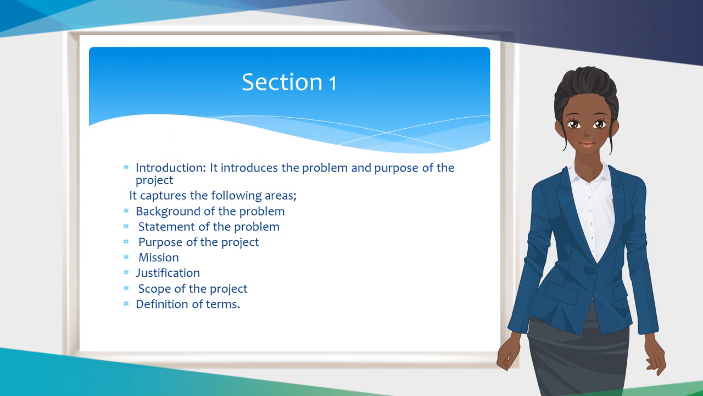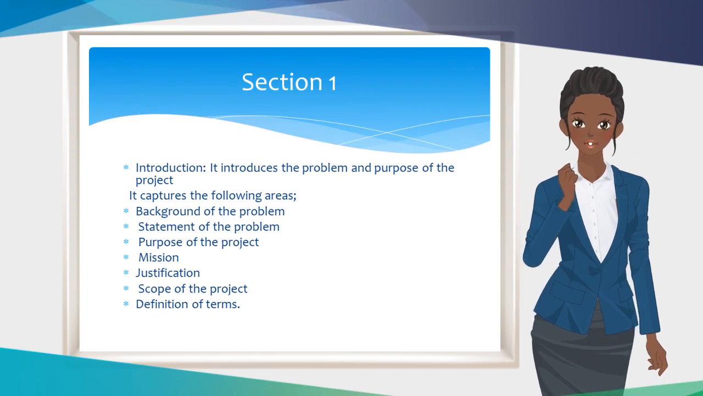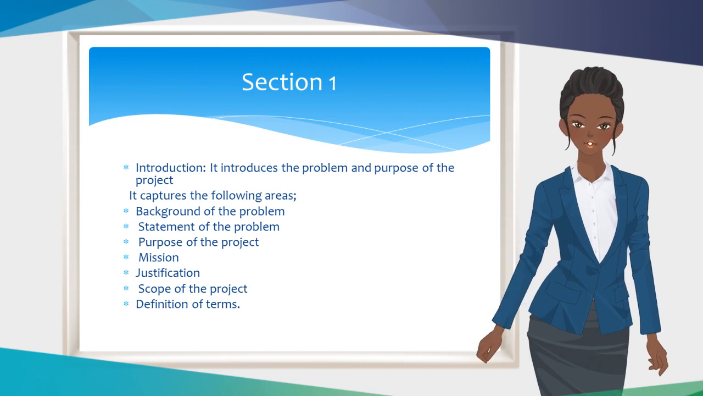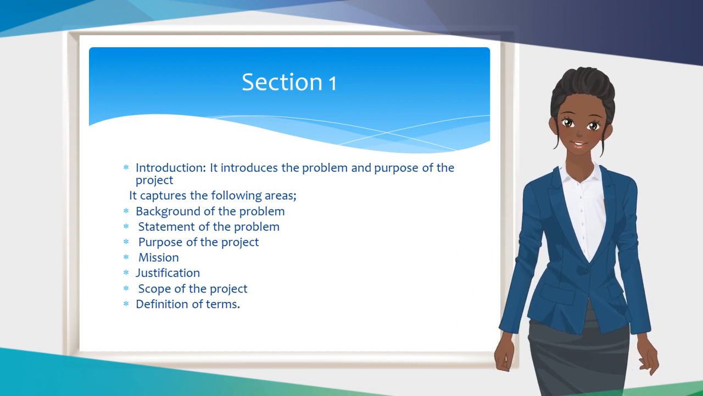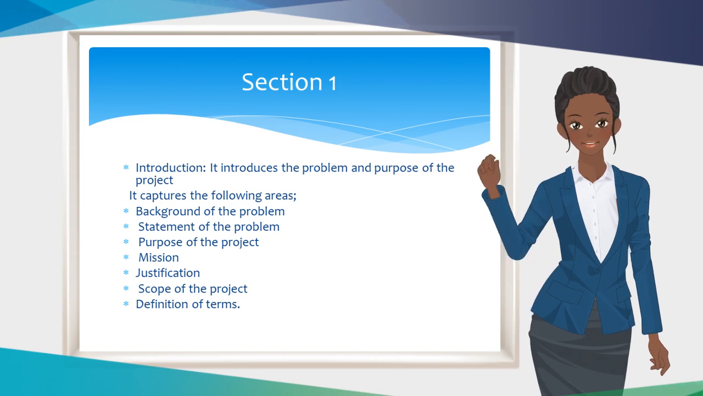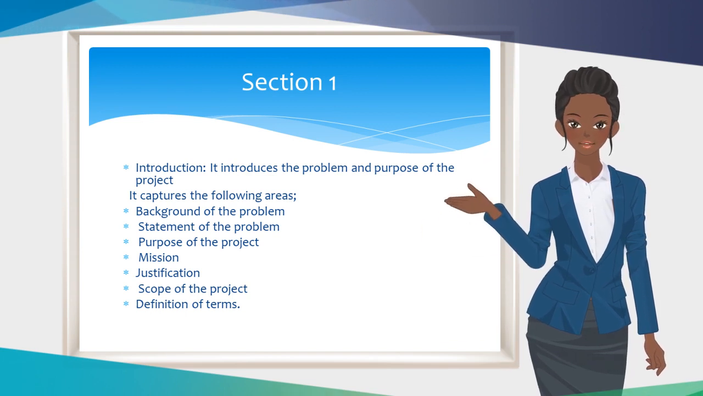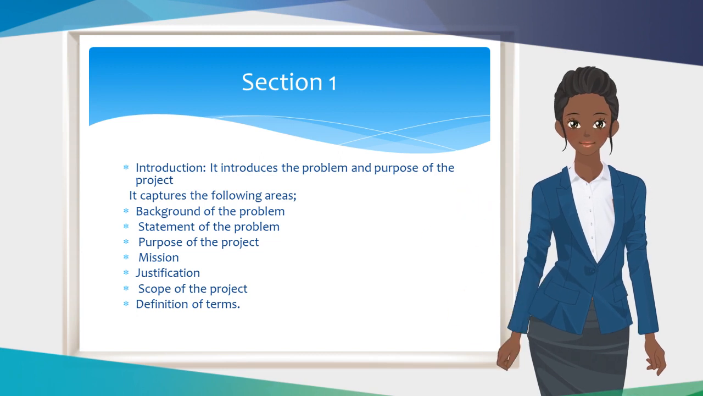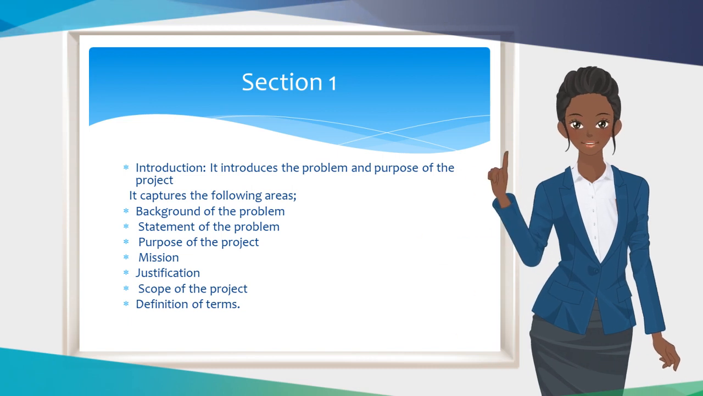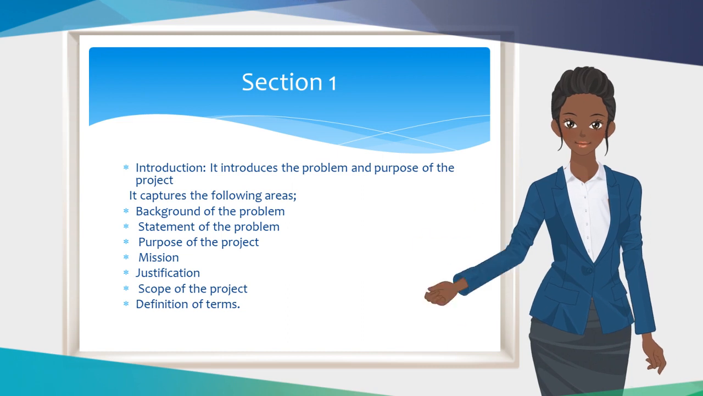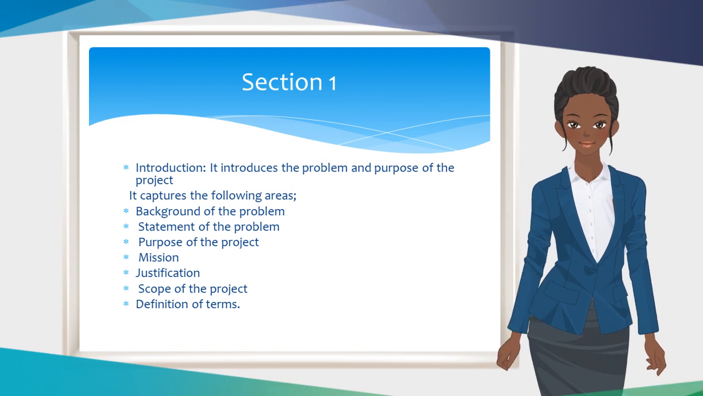Section 1. In this section, we shall start by looking at the introduction. You introduce the problem that you want to address and the purpose of the project. This part captures the following areas: background of the problem, statement of the problem, purpose of the project, mission, justification, scope of the project, definition of terms.